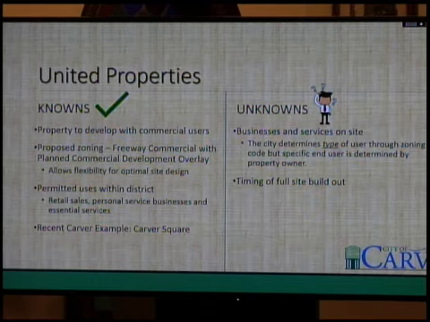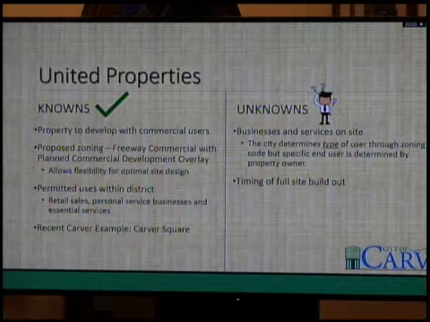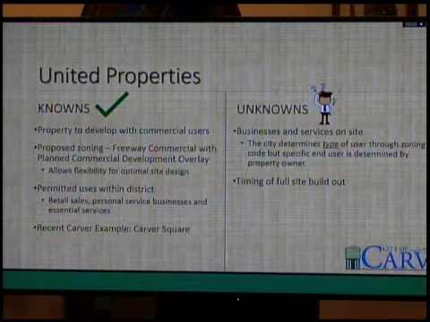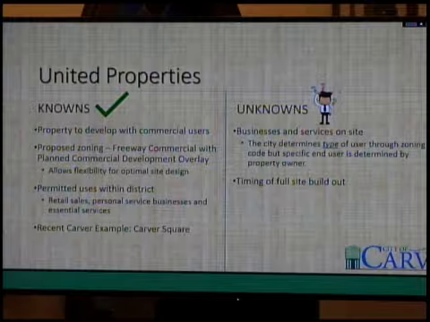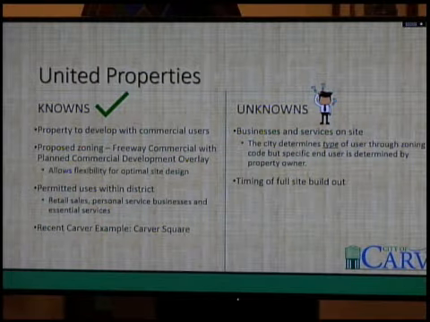But then it could be a plethora of users. It could be small retail, whether that be small business owners, or it could be a large anchor. So it could be a Target, a Walmart, a Sam's Club, any gamut. We don't know at this time. But if it meets both the guidance and the zoning code, it's permitted. A recent example is Carver Square. If you think about how that site developed under the planned commercial district, this will be similar.